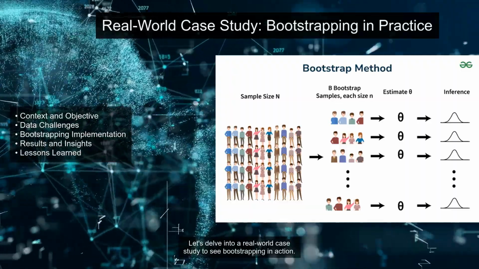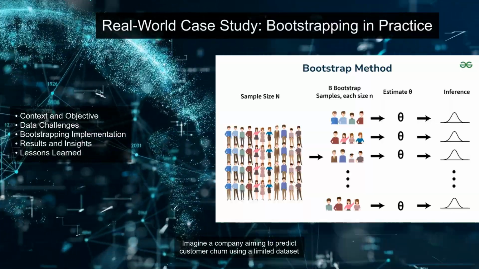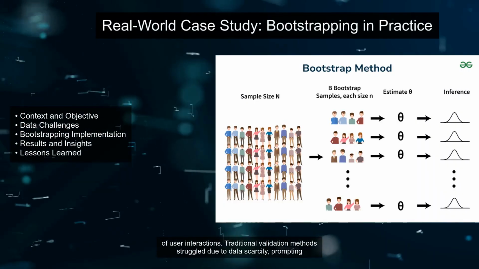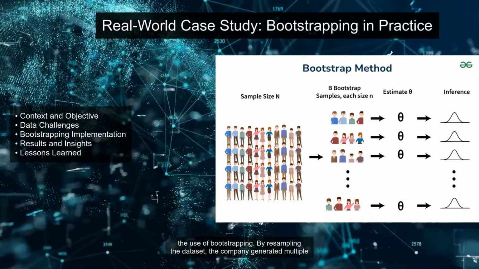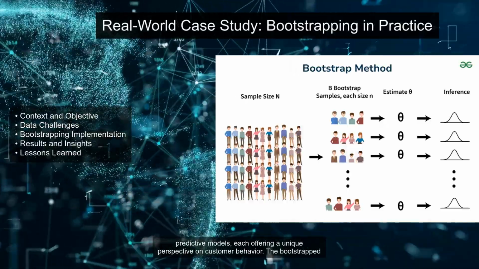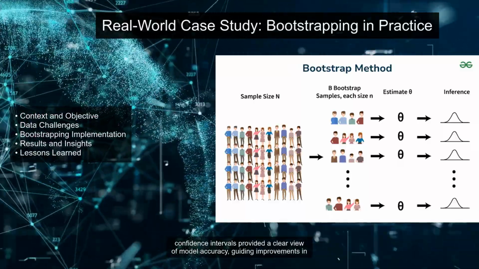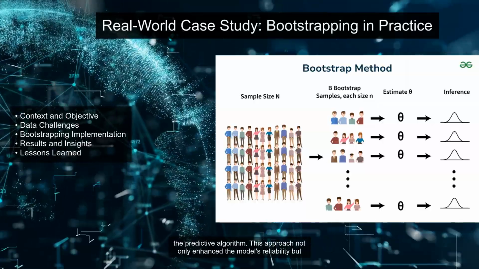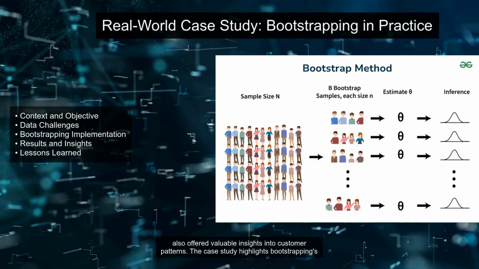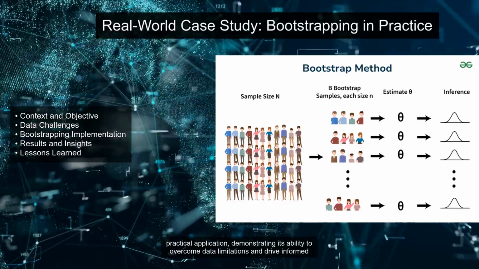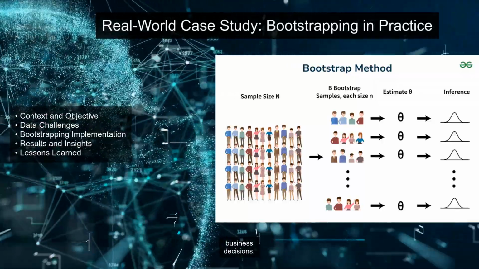Let's delve into a real-world case study to see bootstrapping in action. Imagine a company aiming to predict customer churn using a limited dataset of user interactions. Traditional validation methods struggled due to data scarcity, prompting the use of bootstrapping. By resampling the dataset, the company generated multiple predictive models, each offering a unique perspective on customer behavior. The bootstrapped confidence intervals provided a clear view of model accuracy, guiding improvements in the predictive algorithm. This approach not only enhanced the model's reliability but also offered valuable insights into customer patterns. The case study highlights bootstrapping's practical application, demonstrating its ability to overcome data limitations and drive informed business decisions.